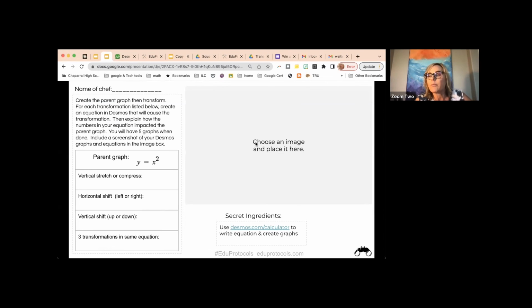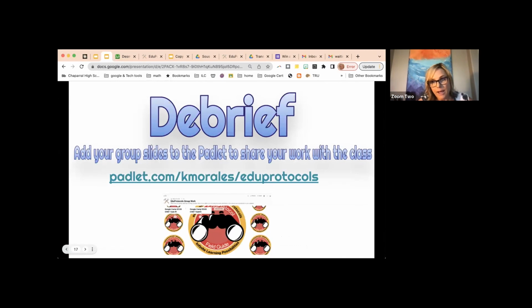So again, that key element of Sous Chef is to have an image, and then here they'll write about it. They'll explain how that transformation of the function caused the graph to go up or down or right or left, right? And you can see, the second person would have absolute value, square root, x cubed. And again, we could go through that same process of debriefing, putting it on the Padlet, or like I said, with the whole class example, have them go through the whole class. So when you're doing your Sous Chef, that debrief is really important.